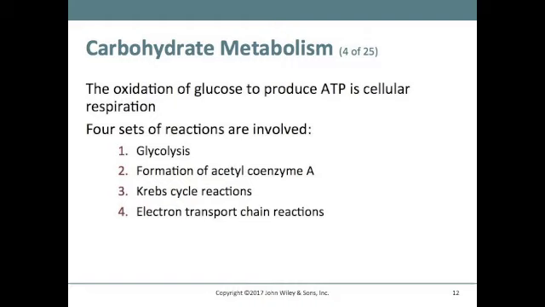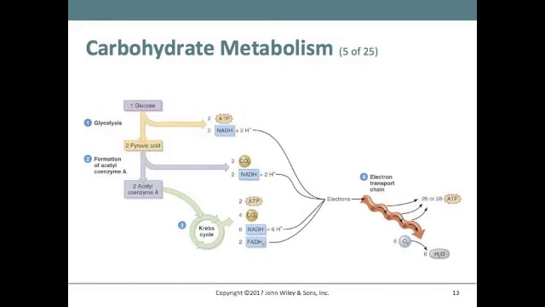Next slide. The oxidation of glucose to produce ATP is called cellular respiration, and four sets of reactions are involved in cellular respiration. That is glycolysis, the formation of acetyl coenzyme A, the Krebs cycle reactions, and the electron transport chain reactions. So this is figure 25.2 on page 1004, and in this figure we see an overview of cellular respiration.